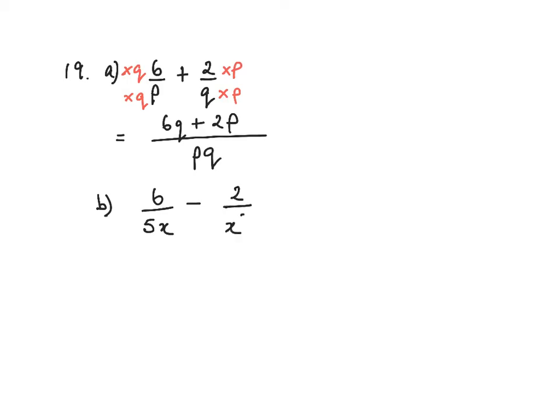Now, what I'm looking for here is the smallest quantity which can divide by a 5 and by an x squared. So 5x squared is the lowest common denominator. I multiply by x to get that common denominator. I must multiply by x here. So it's 6x on top, minus I multiply this one by 5 and this one by 5 as well. So I get 10 on top.